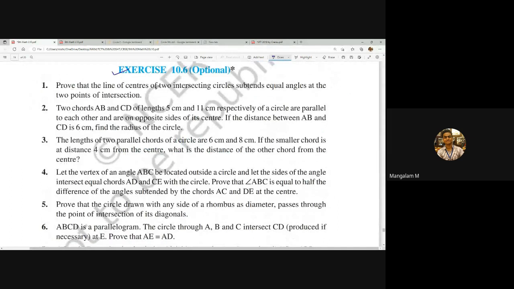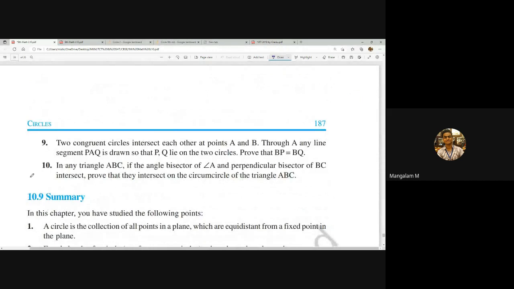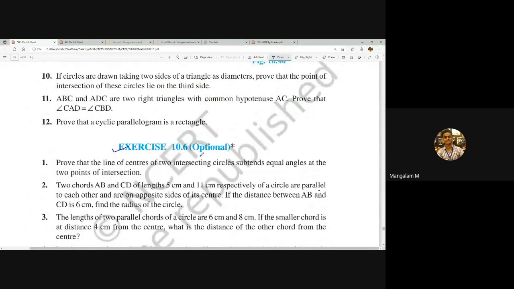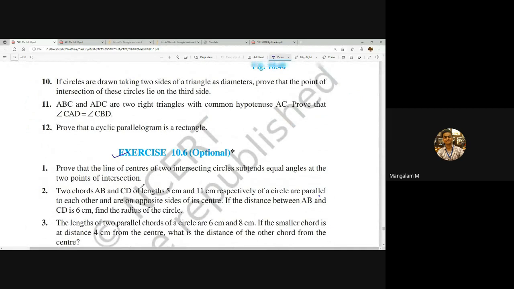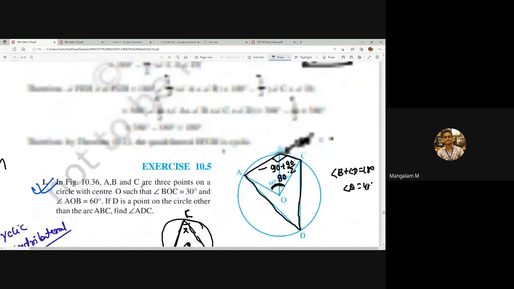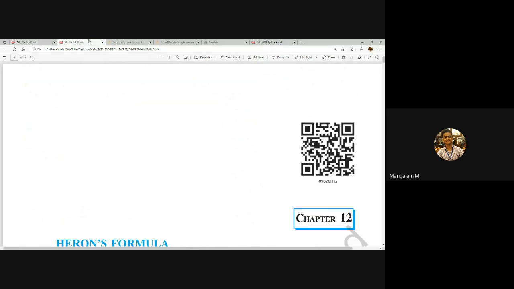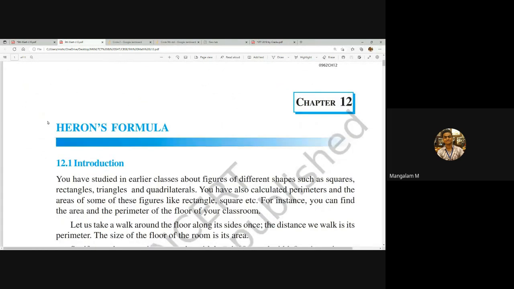Exercise 10.6 is optional, but you should solve all these questions. There are 10 questions in the optional exercise. I am not going to discuss the optional exercise questions now. In the next classes, if you have doubts from Exercise 10.5 or the optional one, we can try one or two questions. In the next class we will start Heron's formula.